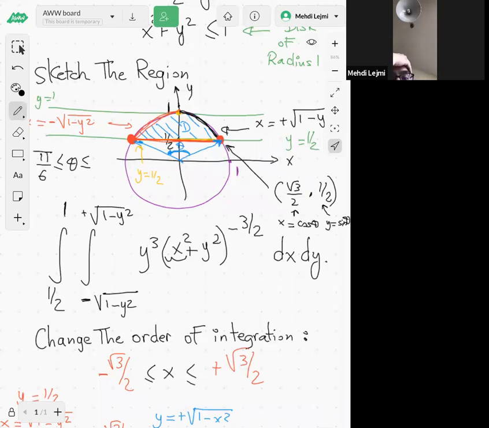And the other point here is minus square root of 3 over 2 and 1/2. So this is just the other side. Then that will be pi minus, or 180 minus, the 30 degrees, so that will be just 5 pi over 6. Okay, so again, if you use polar coordinates, just be careful with the angle theta, because in this case, for my region D, theta is supposed to be between pi over 6 and 5 pi over 6, okay?